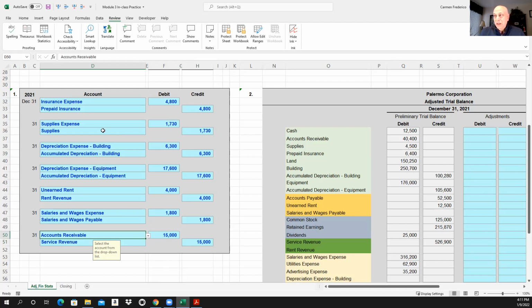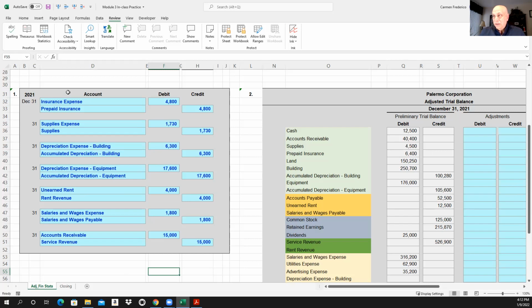Okay, so those are our adjustments. You notice most of the adjustments are revolving around expenses, right? Insurance expense, supplies expense, depreciation expense, and then salaries and wages expense, and revenues, rent revenue and service revenue. You know, cash is not involved in any of these transactions. Why? They're all internal adjustments. You're not transacting with anybody outside of the company. It's all internal adjustments to true up the accounts.